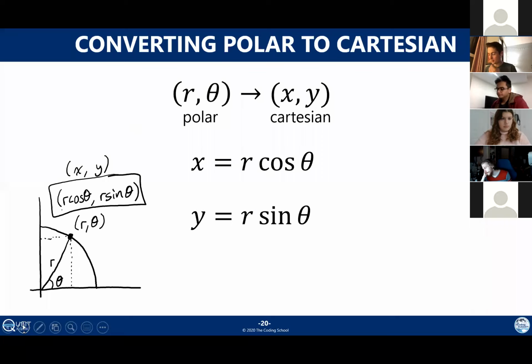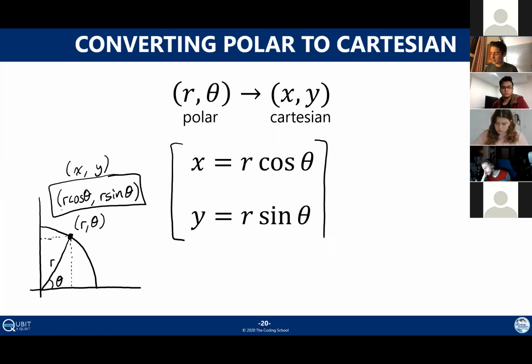I'll go ahead and throw that up on the slide. As before, it's okay if you don't really see how this works at first. I think that you will get it in time, but at least for this week's homework, all you really need is these two formulas: x equals r cos theta, y equals r sine theta. Again, you're going to have a calculator. So when you're given r and theta, you just plug them in to these two equations, and then you get your x and y values.